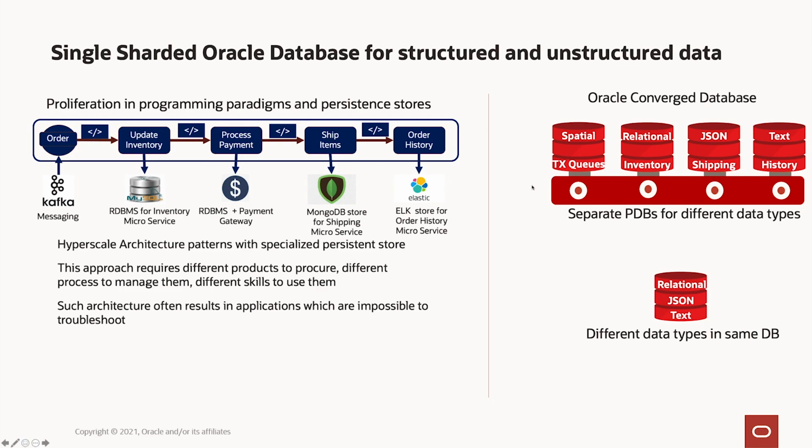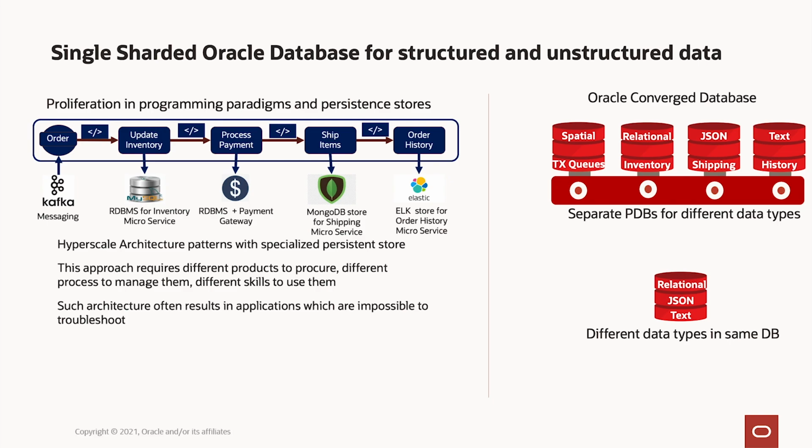Which is, if I want to look at all my orders in the last, say, one week, which sold over $10,000 and had really good positive customer feedback, sentiment analysis on that, and were in a specific zip code, then imagine writing a query which is spanning your relational database, your JSON store, your text store, your spatial and some of your messaging store.